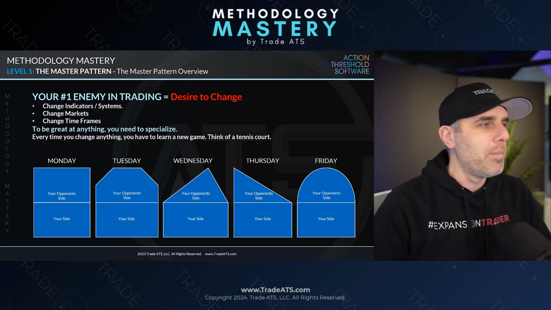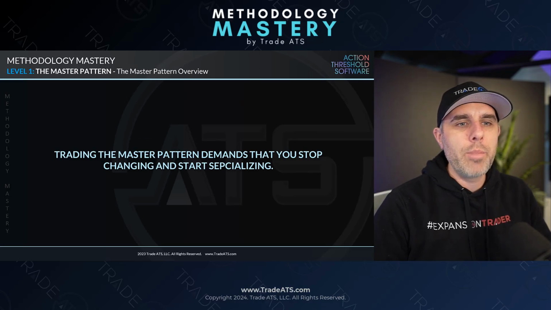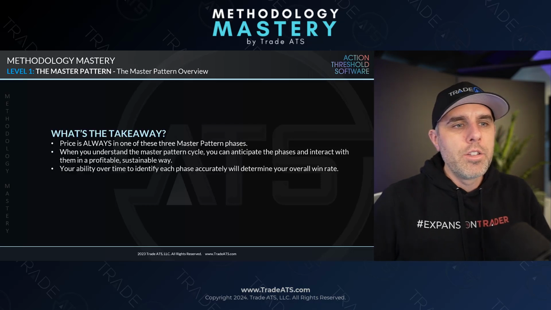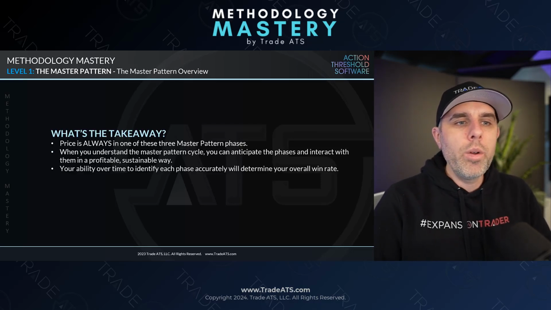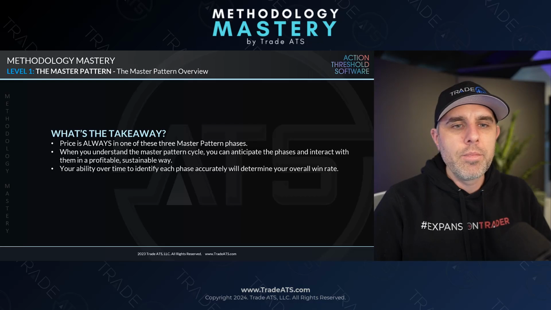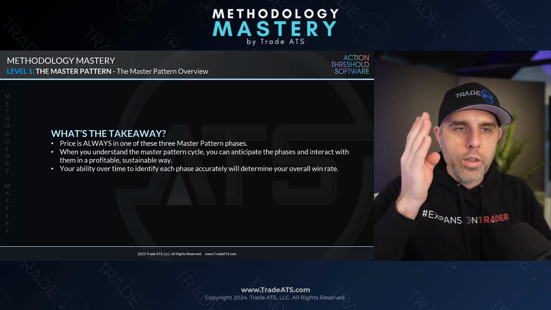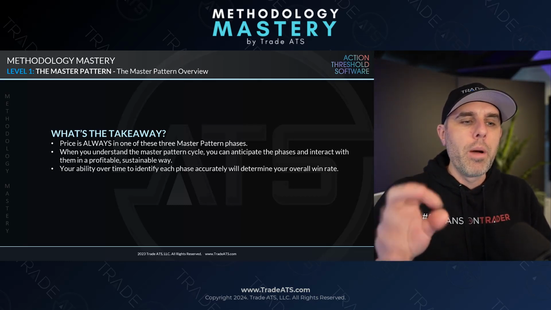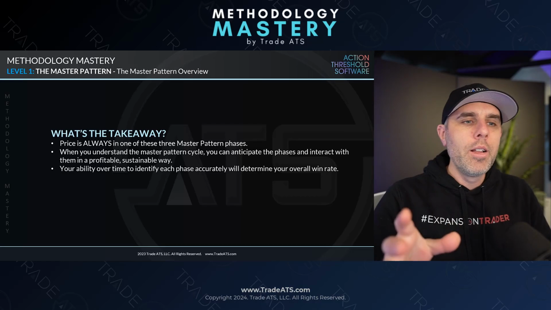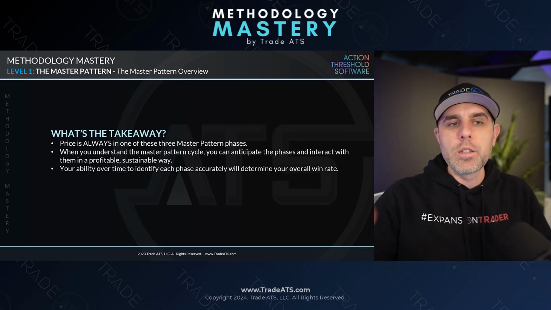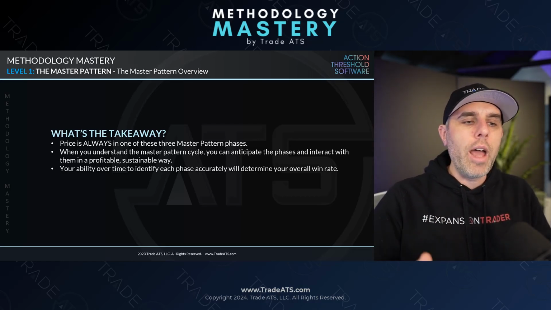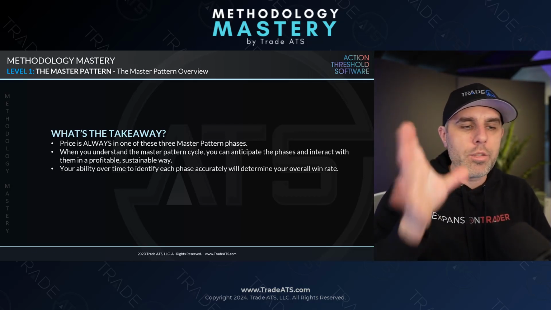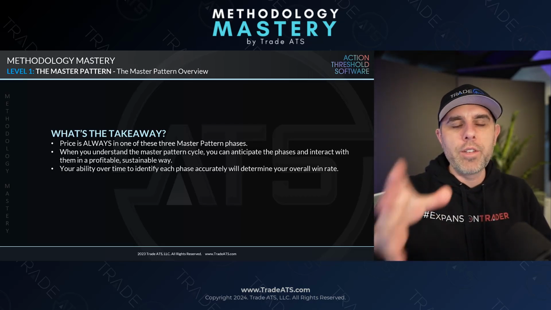You just want to be strategically lying in wait for the opportunity and be ready to attack. All right, so I think I beat that horse enough. Trading the master pattern demands that you stop changing and start specializing. I think I've pretty much cemented that in. So what's the takeaway of this lesson? Price is always in one of these three master pattern phases. Again, you could always define whether you're in contraction, expansion, and then the trend is a little bit more difficult. But the essence of what we're doing here is not to try to find the trend, it's to trade in anticipation of the trend. So we do that by expertly navigating contraction and expansion. You want to study contraction and expansion more than the trend, and how to effectively navigate those phases.